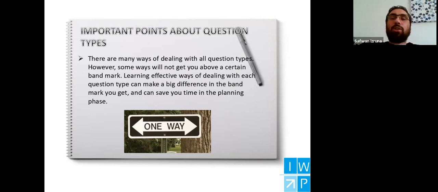Some ways of answering the question might get you a band 7, might get you a band 8, might get you a band 9, and others might limit you to a band 6. So there are many different ways, and there's no correct way or incorrect way. It really depends on the band mark that you want. And even for band 7, there are different approaches. There's not just one approach.